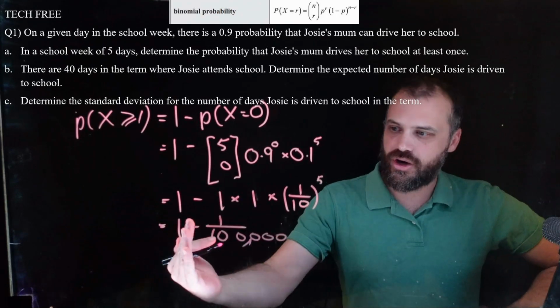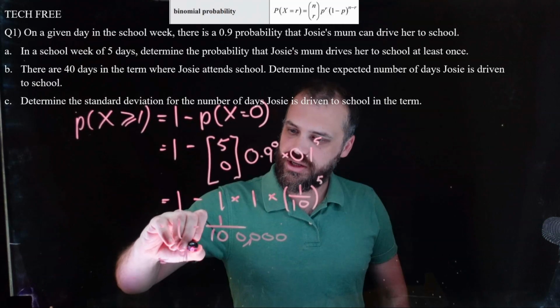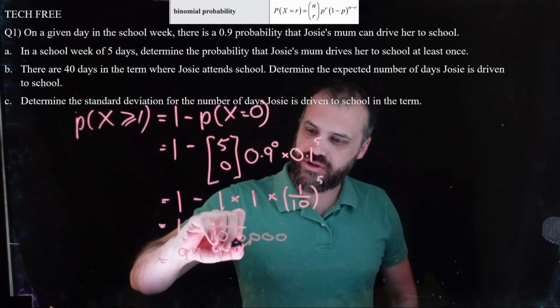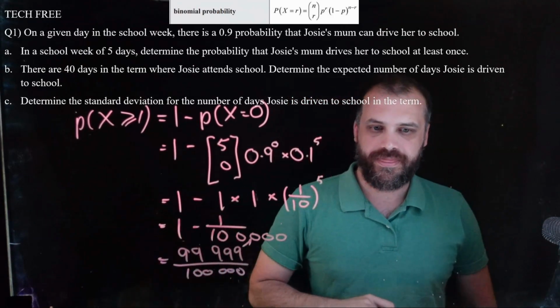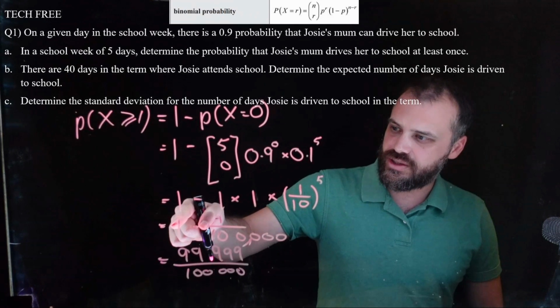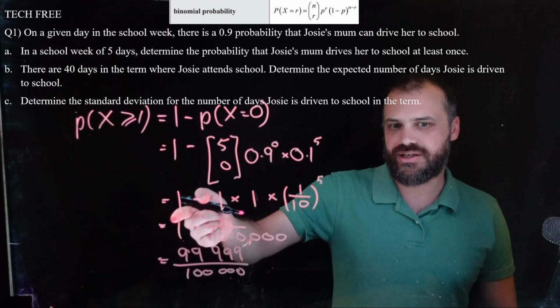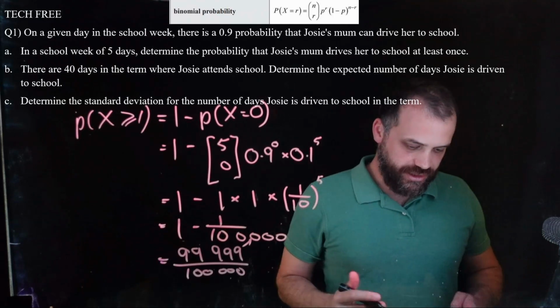1 minus 1 over 100,000. So that's going to be equal to 99,999 over 100,000. Hopefully you can see what's happening there. You can write this as 100,000 over 100,000, subtract 1 from it, and you'll get this. I have answered part A.